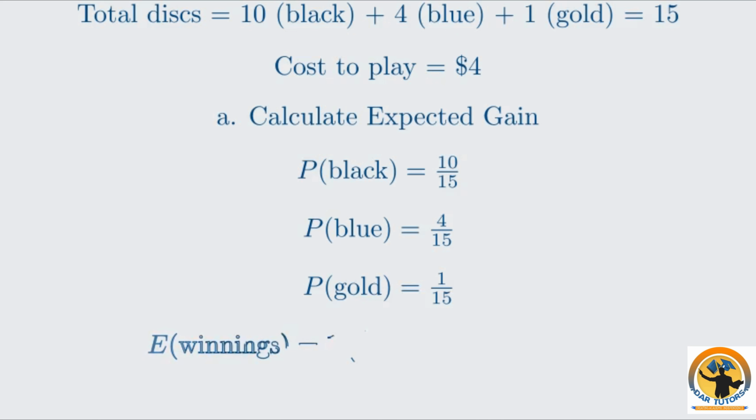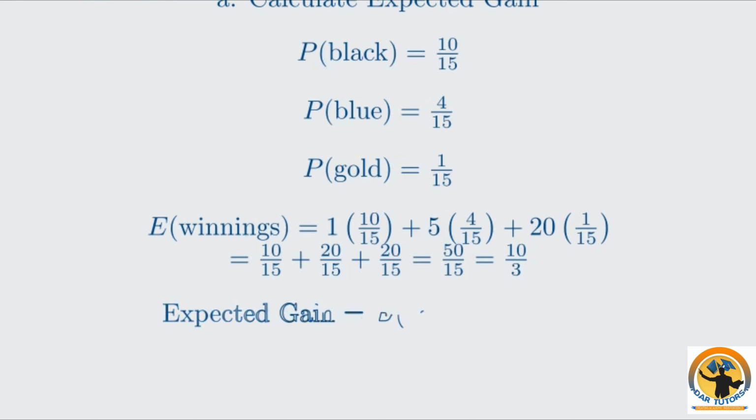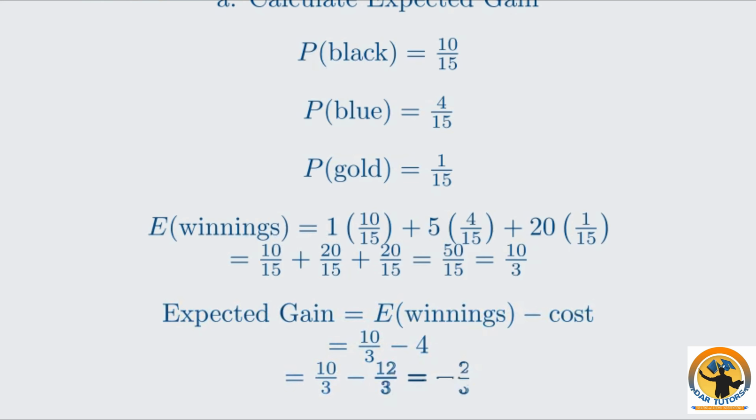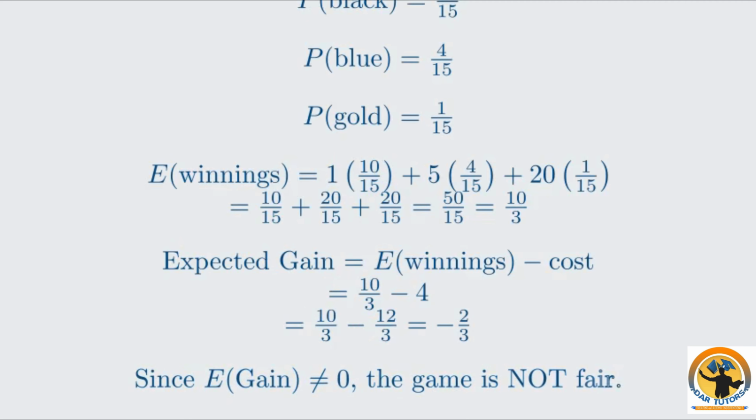Let's calculate the expected winnings. We multiply each prize by its probability and sum them. The expected winnings are 10/3, which is about $3.33. The expected gain is the expected winnings minus the cost, so 10/3 minus 4, which is -2/3. Since the expected gain is not 0, the game is not fair. A player is expected to lose 2/3 of a dollar, or about 67 cents per game on average.